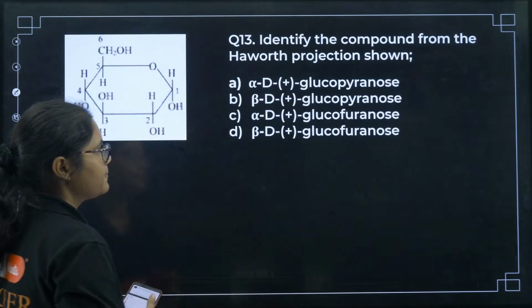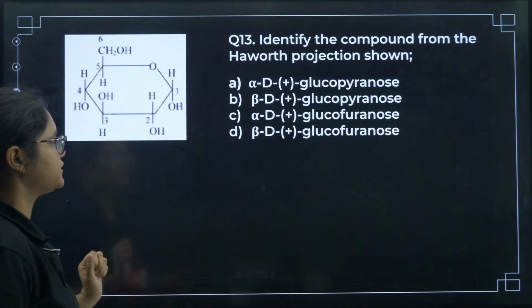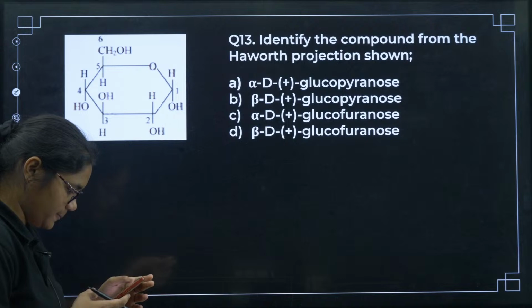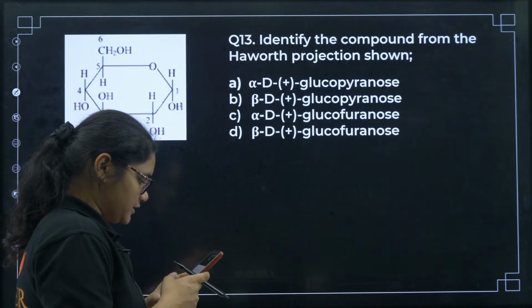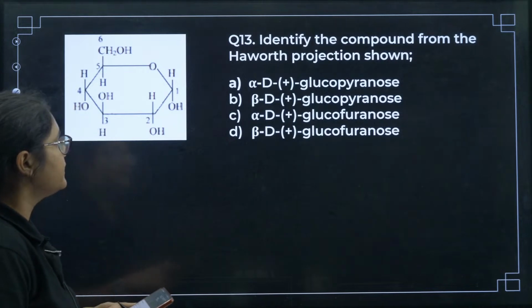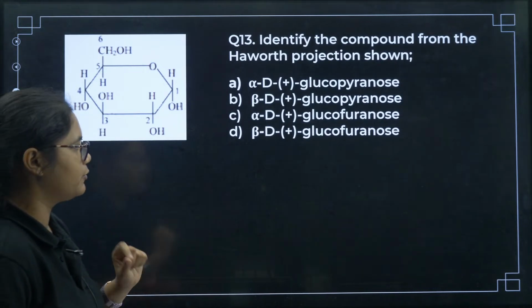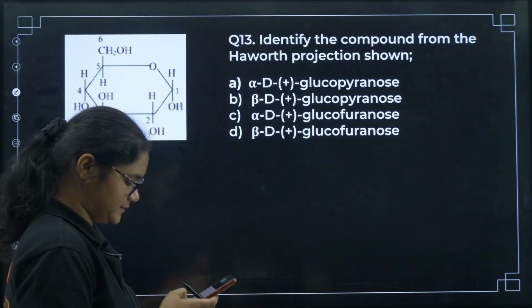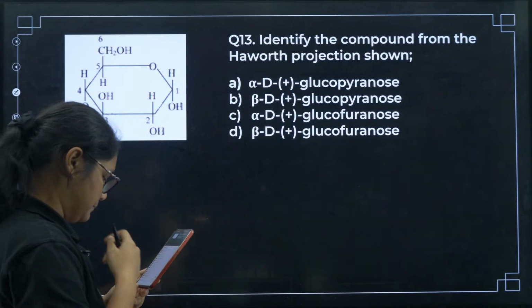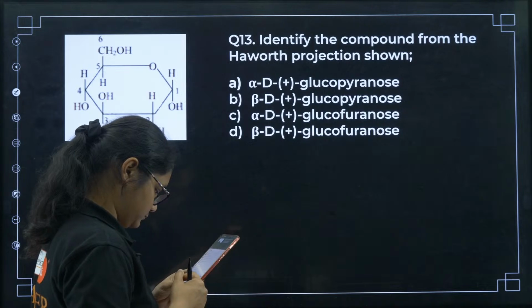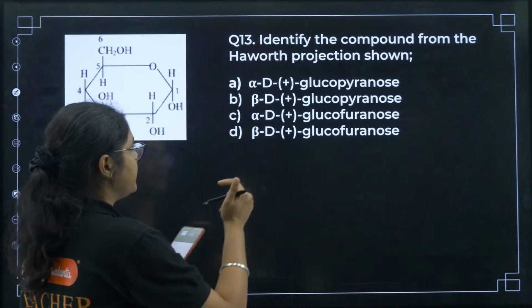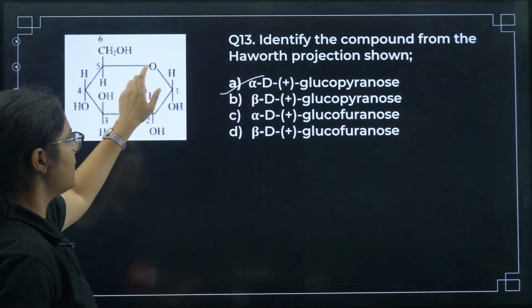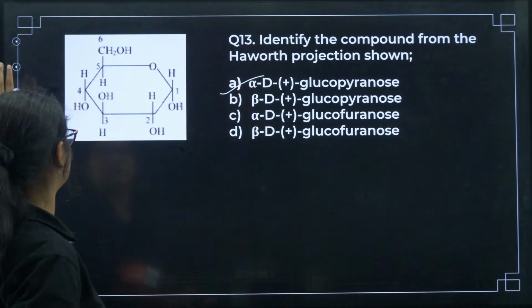We'll move to 13th question. Okay, identify the compound from the Haworth projections shown. So there is a Haworth projection here. You have to find the correct structure of this one. Okay, what will be the correct structure here? Is it alpha D glucopyranose, beta D glucopyranose, alpha D glucofuranose or beta D glucofuranose? Yes, this is very simple question. Yes, 13A is correct, alpha D glucopyranose. You can see easily OH is down, so that has to be alpha, and it is a 6-membered ring, so that is a glucopyranose.